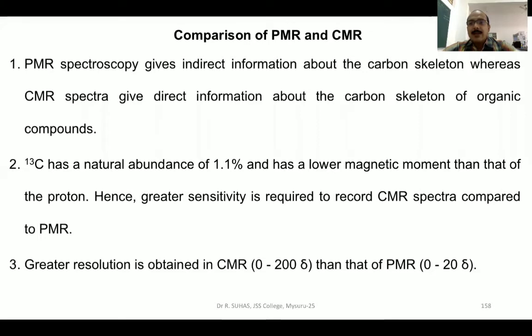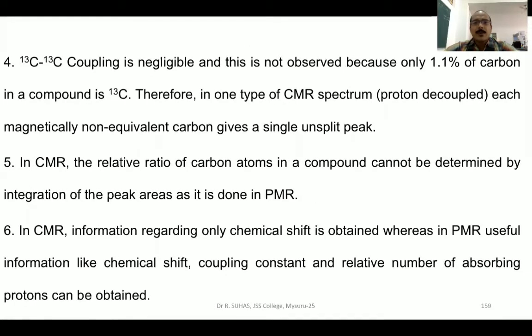Whereas for carbon, it is very highly resolved, in the sense that you will have the spectral scale from 0 to 200 delta, almost 10 times greater than that of the proton. That means here the peaks are very well resolved or very well separated compared to proton NMR spectroscopy.